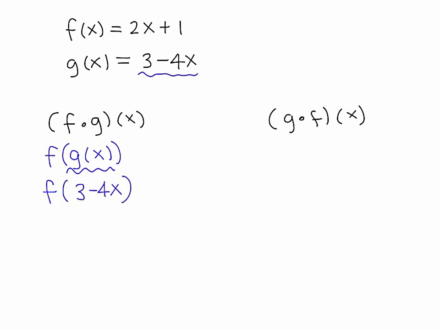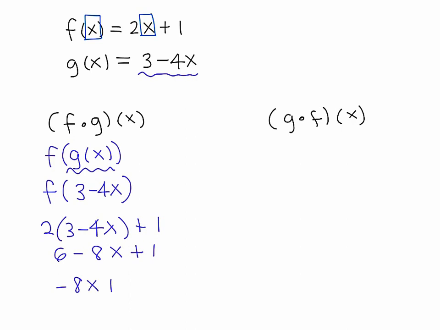When you are evaluating f of 3 minus 4x, we're replacing all of the x values in here with 3 minus 4x. So we have 2 times 3 minus 4x plus 1. So we have 6 minus 8x plus 1. The answer is negative 8x plus 7.